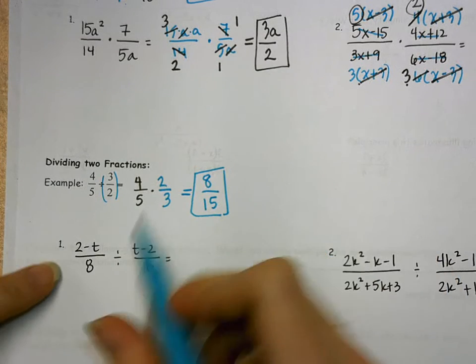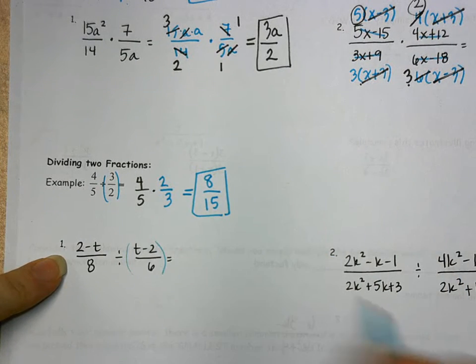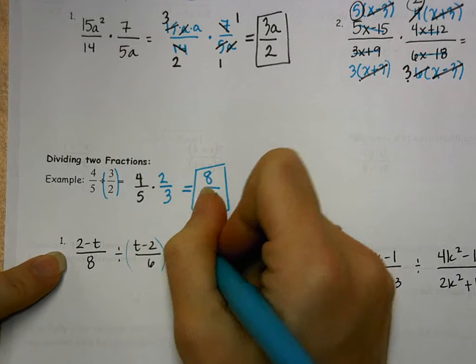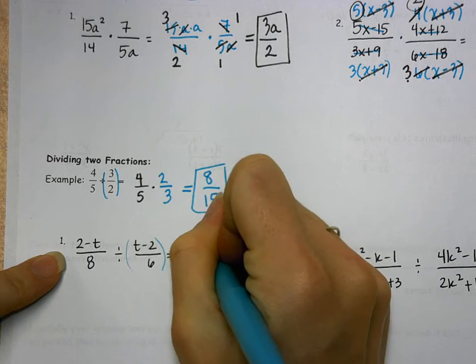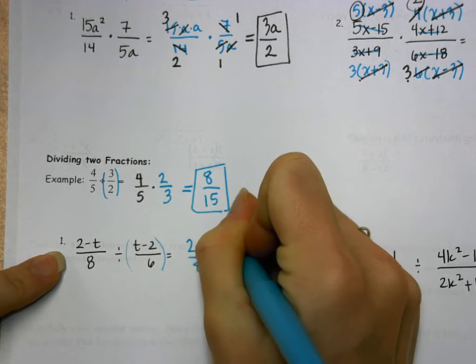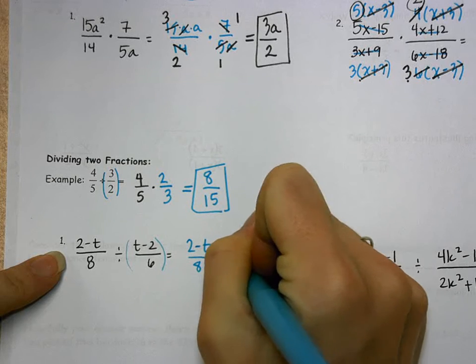Okay. So, looking at number 1, I see the second fraction. I know I have to use its reciprocal. So this simplifies to 2 minus t over 8 multiplied by 6 over t minus 2.